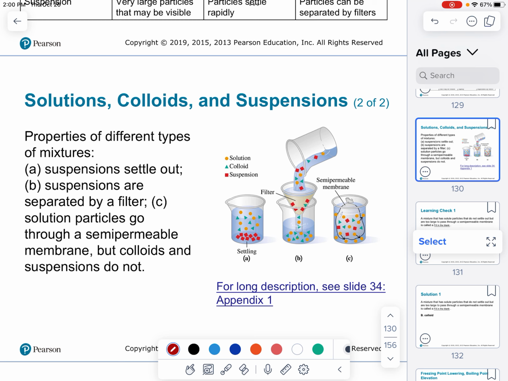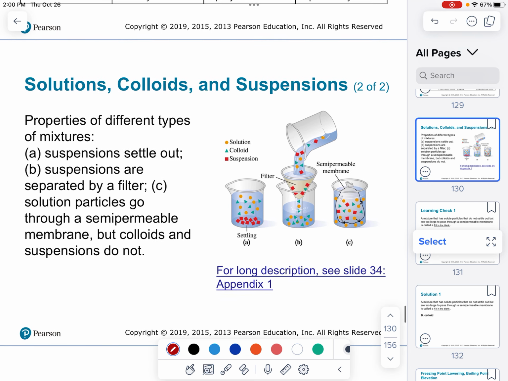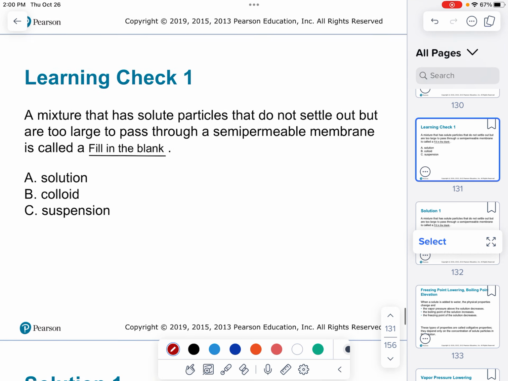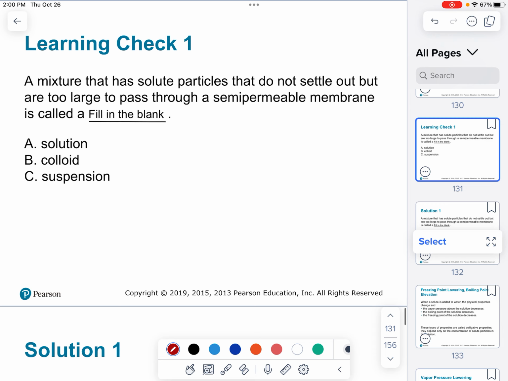Properties of different types of mixtures. So suspensions settle out. Suspensions are separated by a filter. A mixture that has solute particles that do not settle out but are too large to pass through a semi-permeable membrane would be what? Take a pause and think about it. And it is going to be a colloid.